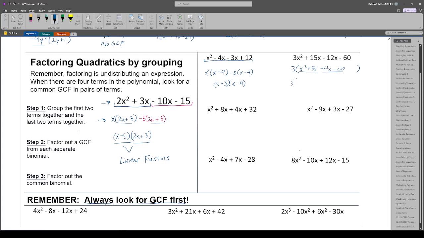So I get 3. I'm going to write a big parentheses, like a square bracket, just to keep things straight. I get x times x plus 5 minus 4 times x plus 5. Then I can do the thing we did here where we group the x minus 4s together and do 3 times x minus 4 times x plus 5.